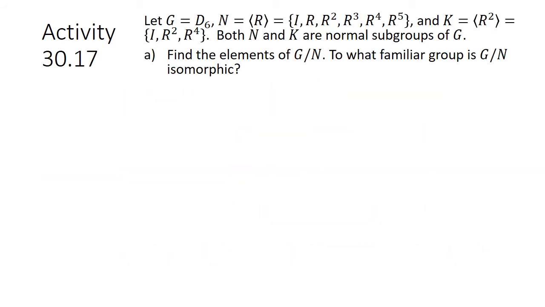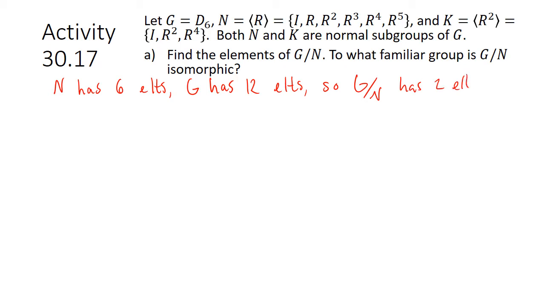So G is D6, and I previously had written out the elements of what that is, so hope you remember what they were. And we're going to find the elements of G mod N, where N is the rotation subgroup of G. So N already contains 6 elements, and G has 12 elements. So G mod N has 2 elements, so we're just looking for 2 cosets here.